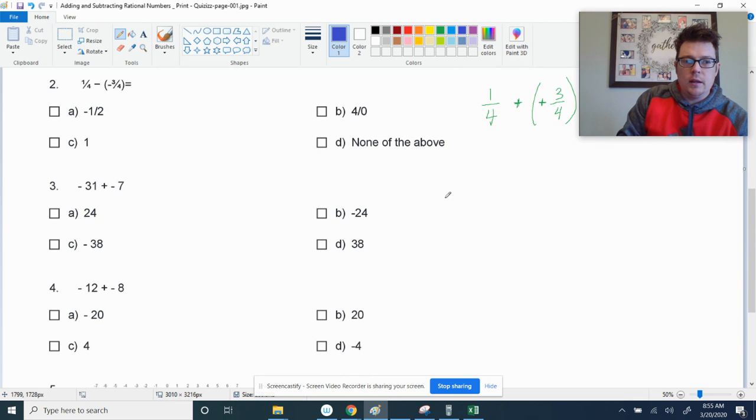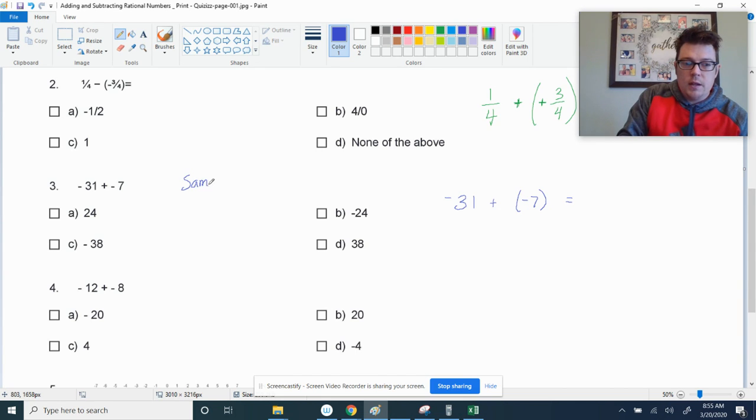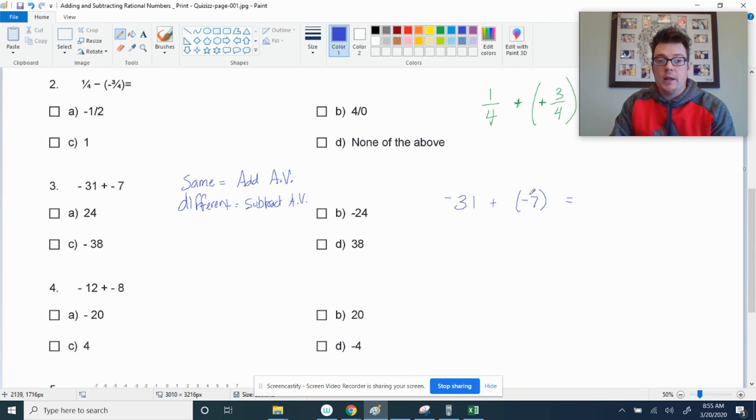All right, next one. We have a negative 31 plus negative 7. Our rules for adding, and I guess I could have written this down at the top: if the signs are the same, then you add the absolute values. I'll put AB for absolute value. If the signs are different, for example, if you're adding and one's positive and one's negative, like we had on the first problem, then you subtract their absolute values. And you always take the sign of the one that has greater absolute value.